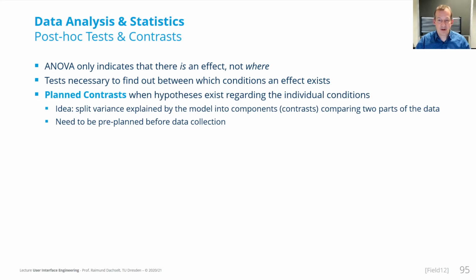So there are several ways. For example, planned contrast, when a hypothesis exists regarding the individual conditions. So you split the variance explained by the model into components or contrasts, as we also call them. So this method is also called planned comparison. And you compare two parts of the data. You need to pre-plan that before the data collection.